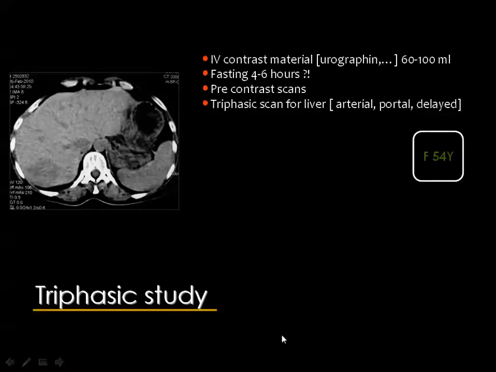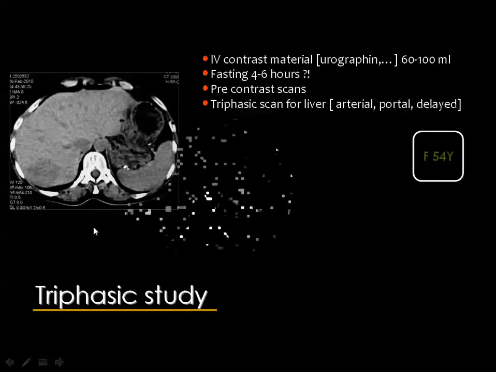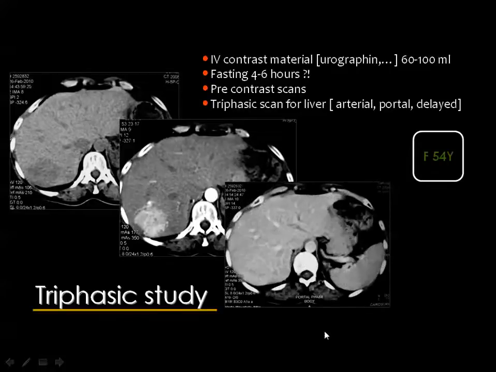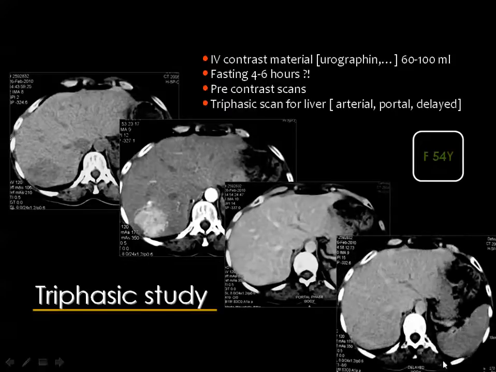Then we came to a conclusion, or agreement, that we should scan the liver whenever suspecting certain pathology as follows. First, we should have a non-contrast study. Then we inject the contrast media and we scan the liver in the arterial phase, while the contrast media is concentrated in the arteries. Then we scan the liver in the portal phase, and then we wait for 2 minutes and scan the liver once more, which is known as the delayed phase.